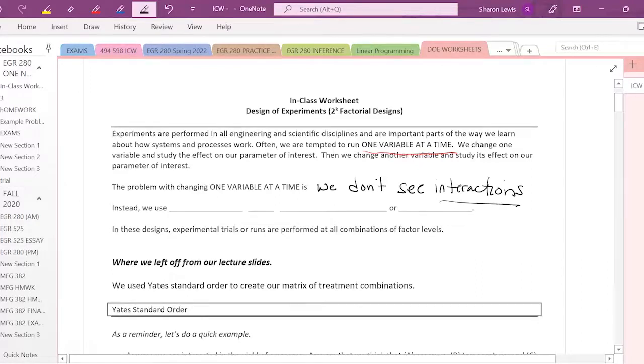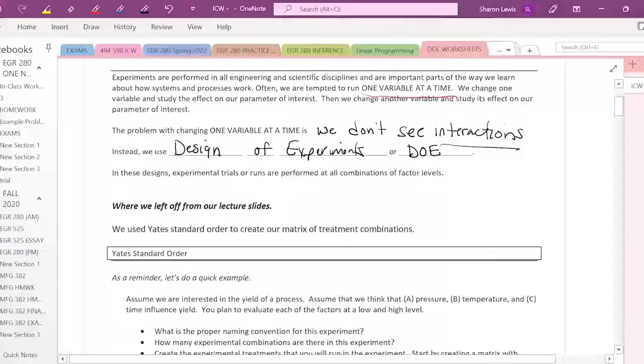So instead of this one variable at a time, we use design of experiments, or DOE. And in these designs, experimental trials or runs are performed at all combinations of the factor levels.